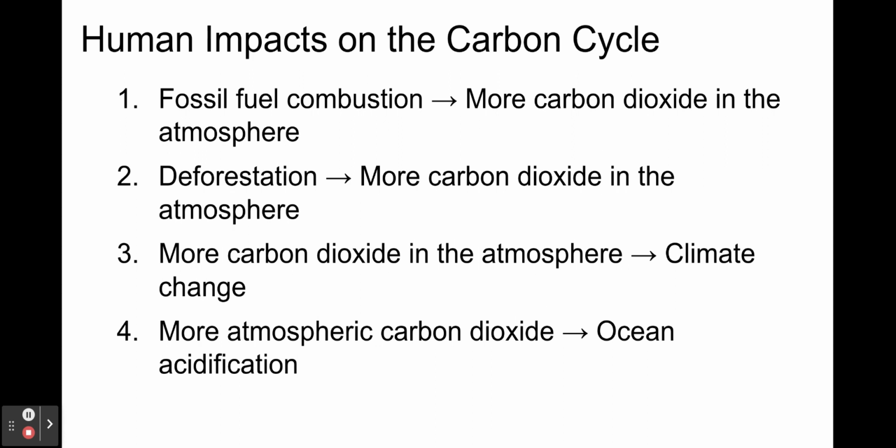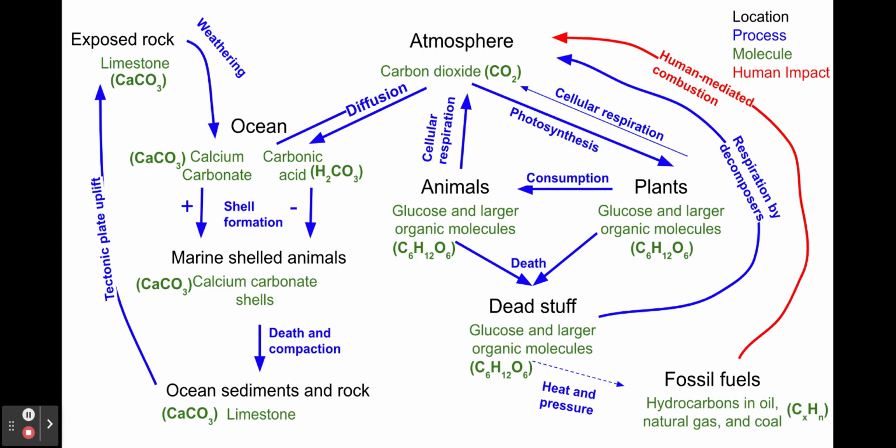Our final human impact is this, number 4. More atmospheric carbon dioxide also leads to ocean acidification. Let me show you what that is. So, as there's more carbon dioxide in the atmosphere, more carbon dioxide will diffuse into the ocean, which means we'll have more carbonic acid in the ocean. You know that carbonic acid stops shell formation, which means that the amount of shelled animals will go down.